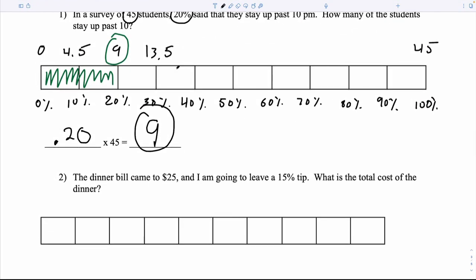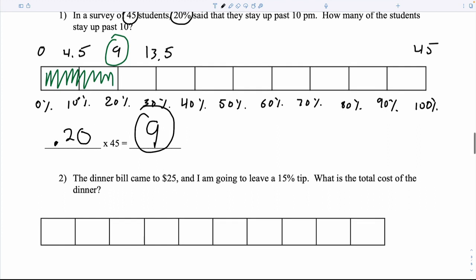In the future, when you get problems like this on the CASP or on the homework without a bar model, I'm going to push you to use the shortcuts. This percent equation will save you tons of time. Instead of setting up this whole thing and writing the percents out, I could just multiply it, and it takes me about 10 seconds versus maybe 1 or 2 minutes.